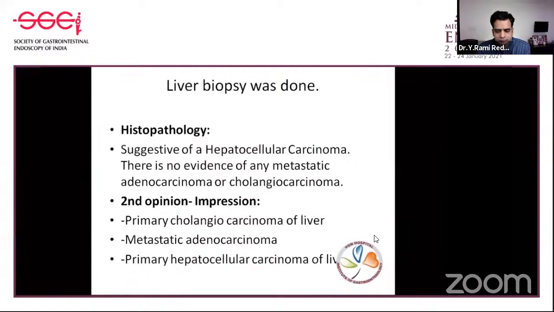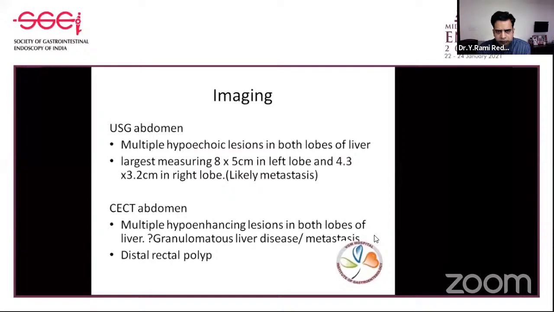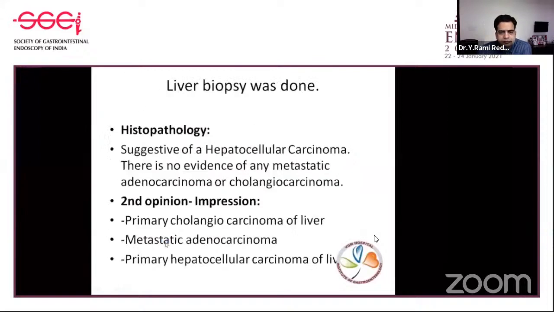The liver biopsy was suggestive, but it was very confusing. We went with two pathologists. One said it is a hepatocellular carcinoma, and the other was of the opinion that it could be a metastasis, cholangio, or hepatocellular carcinoma. So, not being clear about what it was, we went in to see the rectal lesion, which was identified on CT abdomen. There was a distal rectal polyp.